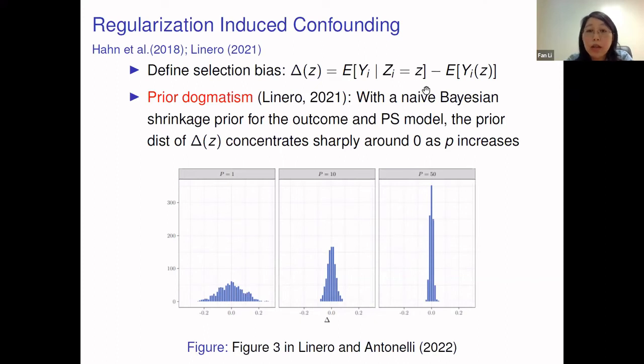In the Bayesian literature, this is called prior dogmatism, and this is an example of that, in the context of causal inference. So this is the first important caveat about Bayesian causal inference in the high dimensional case.